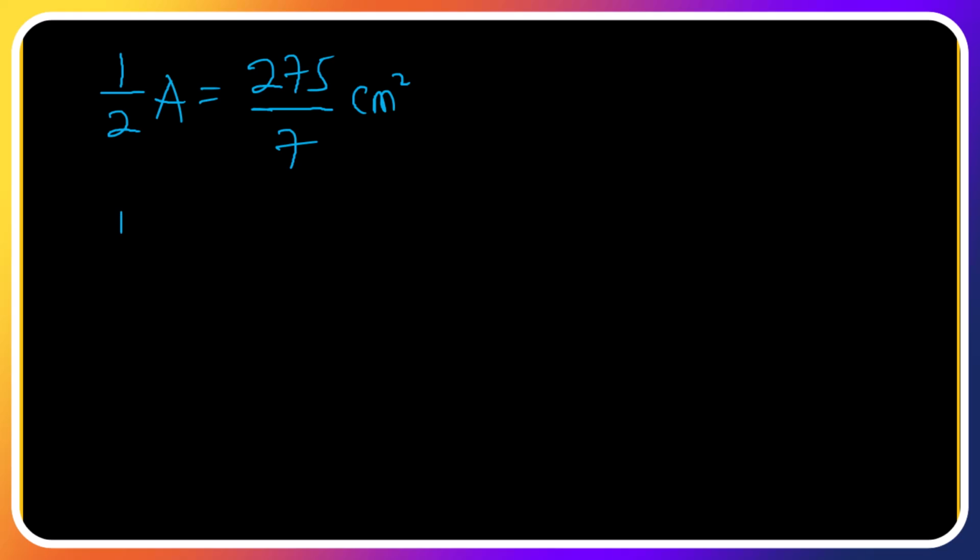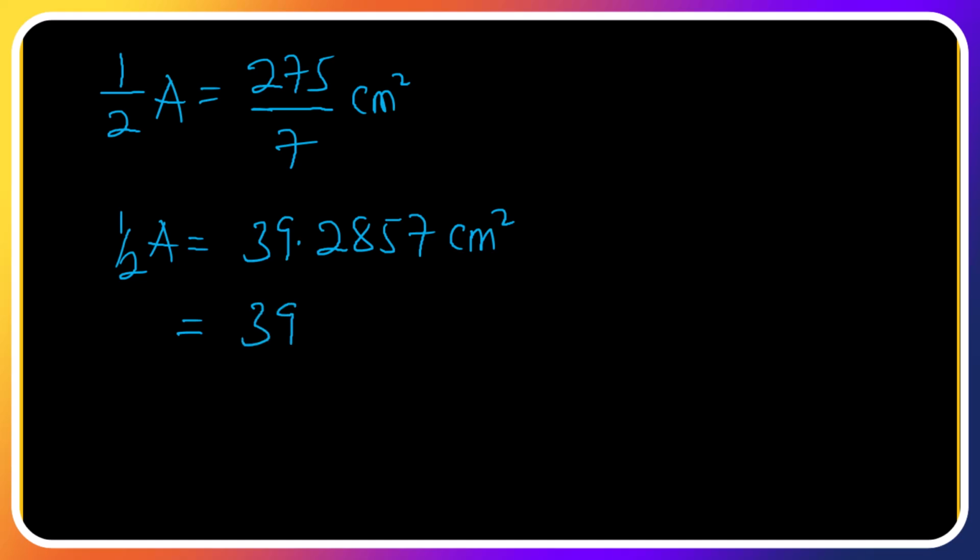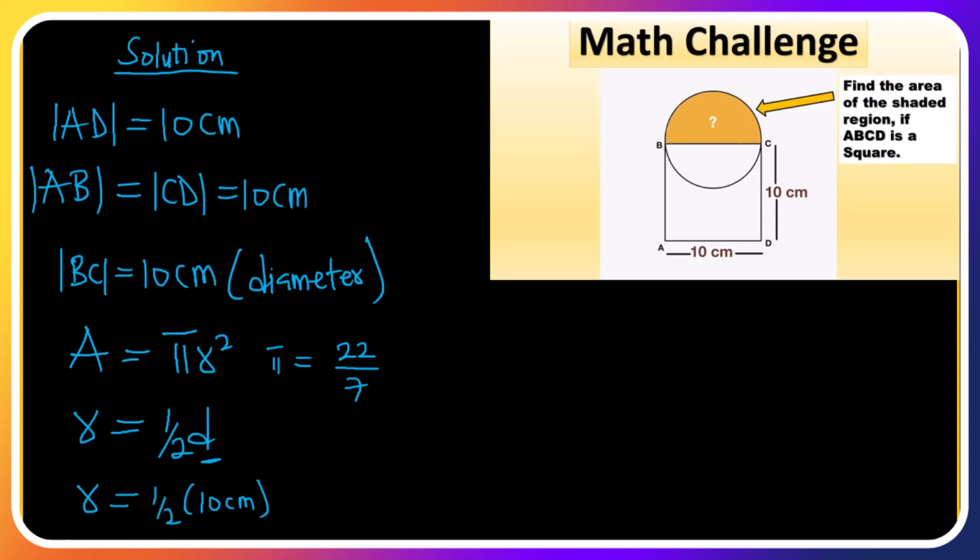So the area of the shaded portion in decimals gives us 39.2857 centimeters squared. To two decimal places, our area gives us 39.29 centimeters squared. So this is the area of our shaded region, which is 39.29 centimeters squared. This is the area.